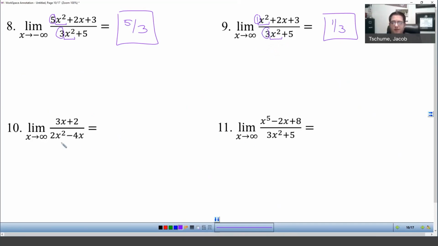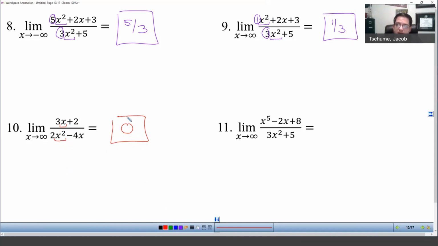Number 10 and number 11 are the rules that go a little quicker because there's really no work involved. On number 10, same idea. If you read the problem out, you'll notice that your highest power on the bottom is x squared, while the highest power on the top is x. If the power on the bottom is bigger, your answer will automatically be 0.